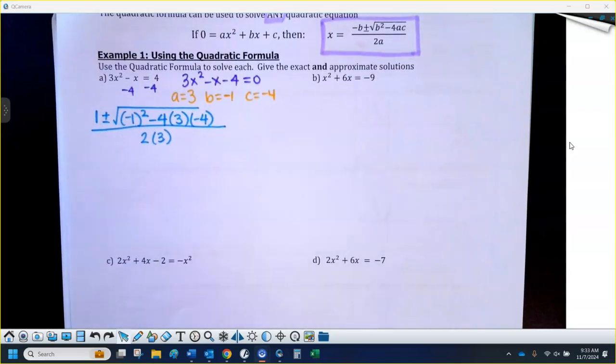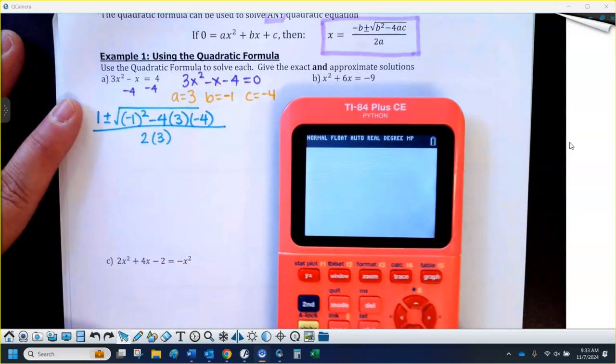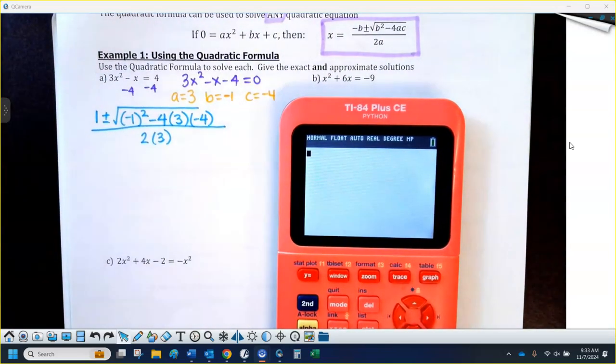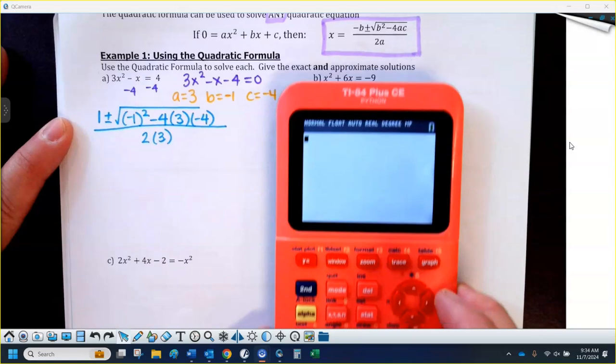Now this is just my recommendation because it's a really complicated formula. There's a lot of stuff to plug in. I usually just do one step to simplify this to start out with.